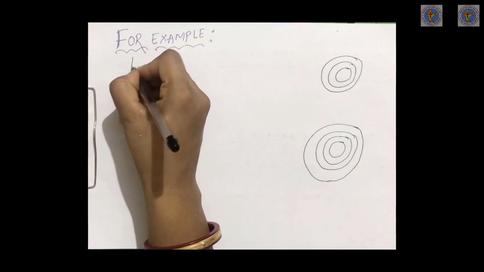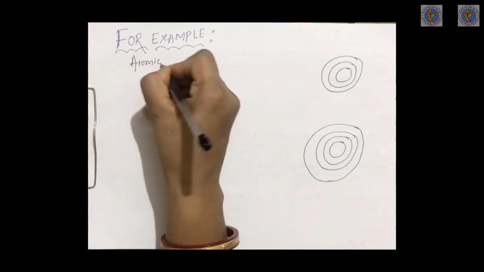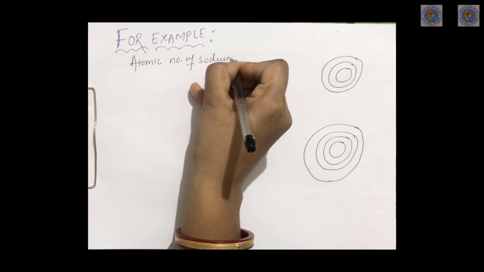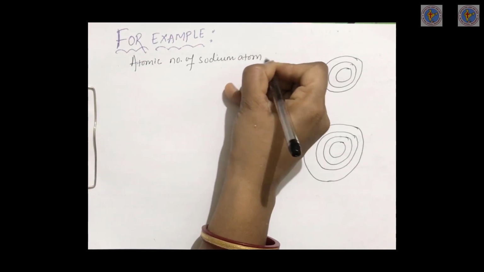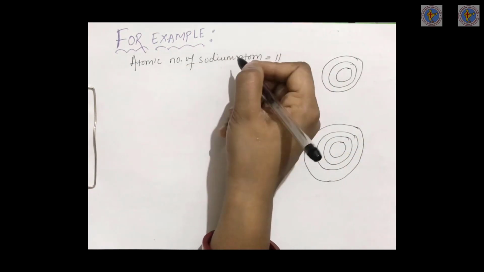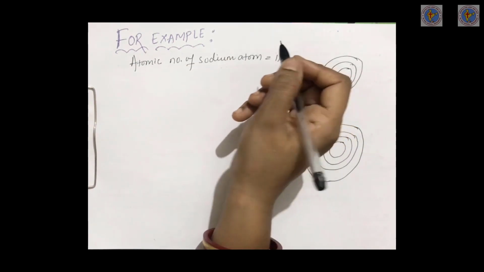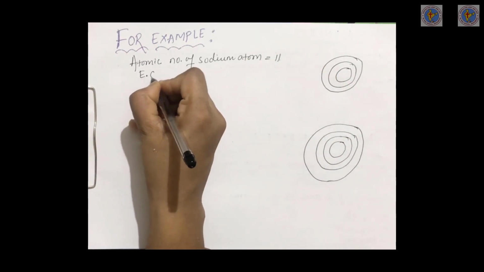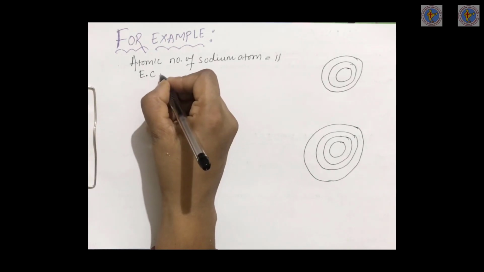Okay. So what is the atomic number of sodium atom, children? It is 11. Okay. So the number of electrons present will be 11. So what is the electronic configuration? I am writing EC. EC means electronic configuration.